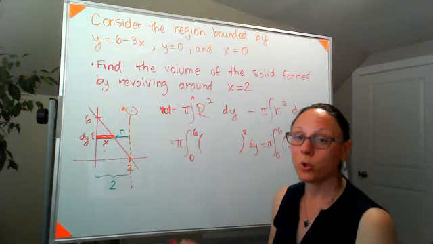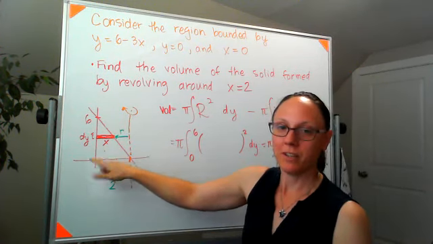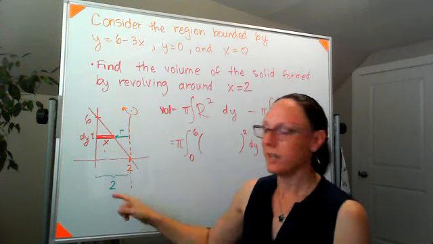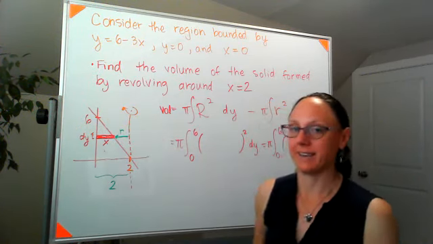To get the larger radius, it turns out that everywhere in my shape, my outer radius is 2, because this edge of the shape is always a distance of 2 from the axis of rotation.